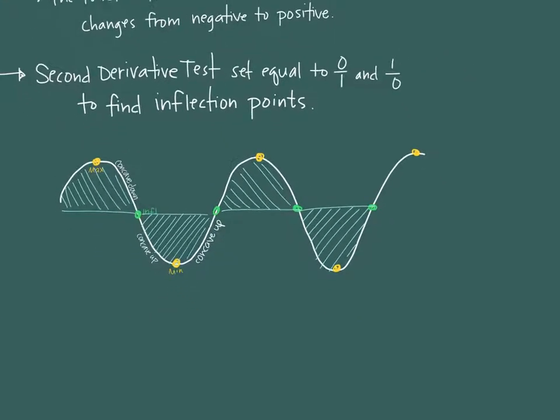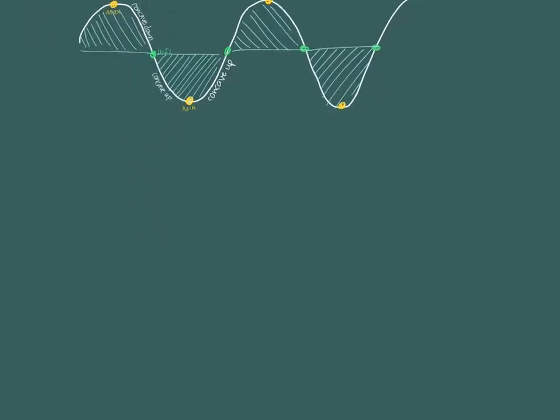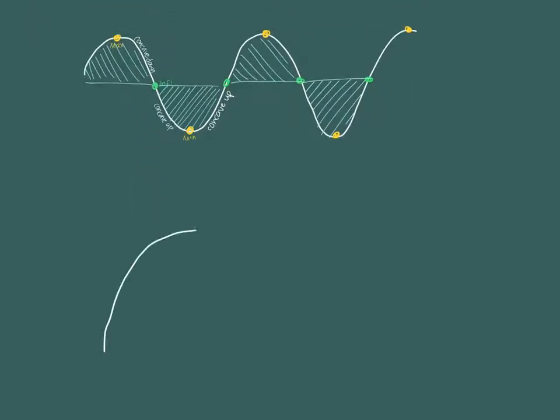A sine graph is a really good example of concavity. Ask yourself, if it were a parabola, would this be a parabola that was facing down, or would it be part of a parabola that was facing up? You could do it on a cubic as well. Okay, here's a cubic graph.